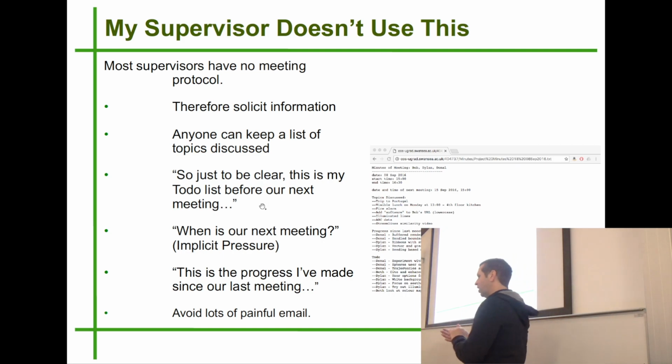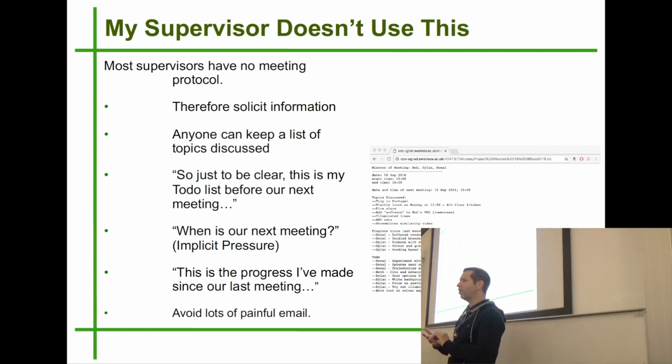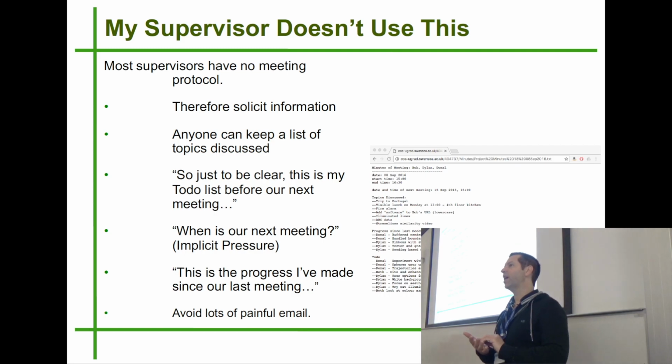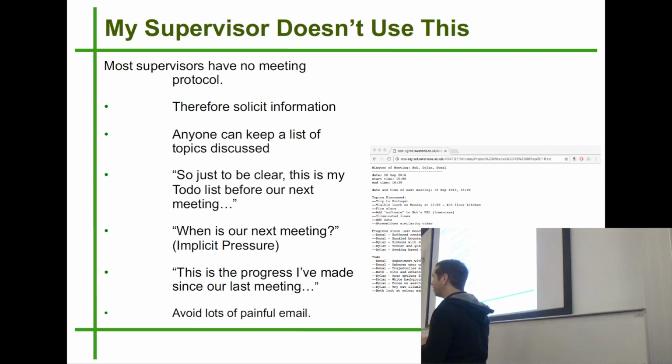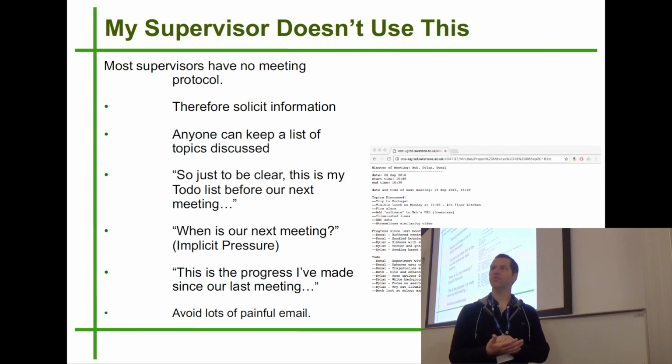And you can write your own to-do list. So when you're taking notes, you're writing your own to-do list, and at the end of the meeting, you say to your supervisor, okay, on my to-do list, I have the following items. Do you agree with this? And they'll either say yes or no. Probably they'll say, oh, can you add that? And you can ask, oh, when is our next meeting? Can we schedule that now? Because I don't want to send a million emails back and forth trying to decide when the next meeting's going to be.